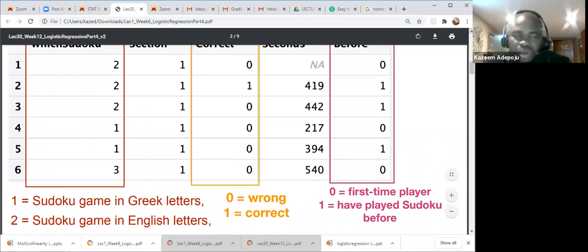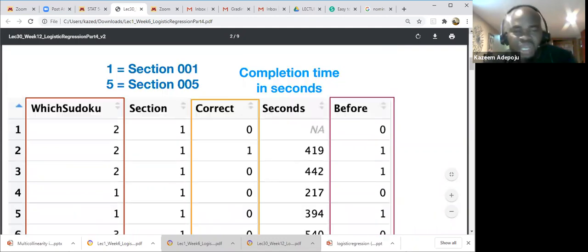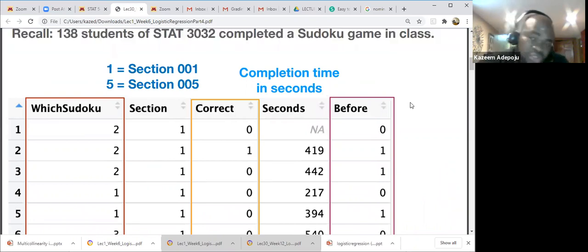I just want to tell you that we have a lot of variables here, ranging from predictors to the response. The response is going to be the correctness, and the predictors include which section you are from. Are those people from section 001 or section 005 able to have the correct formulation of the game or not? So that's why we're going to look at the effect of the student's section on the correctness.